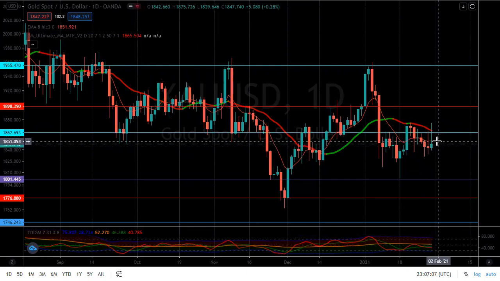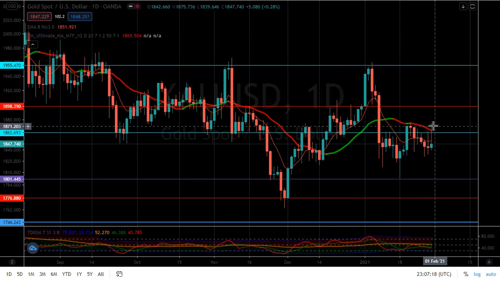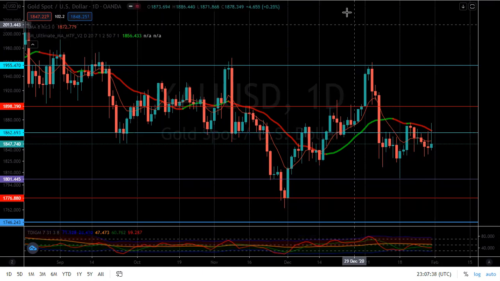So I'm expecting price to fill up this week. We could see price go as high as the 1862 area. If we have strong momentum, we could go as high as the high of Friday, which is at the 1875 handle. But I think we should see price get to the 1862 area before we have any reason to think bearish.